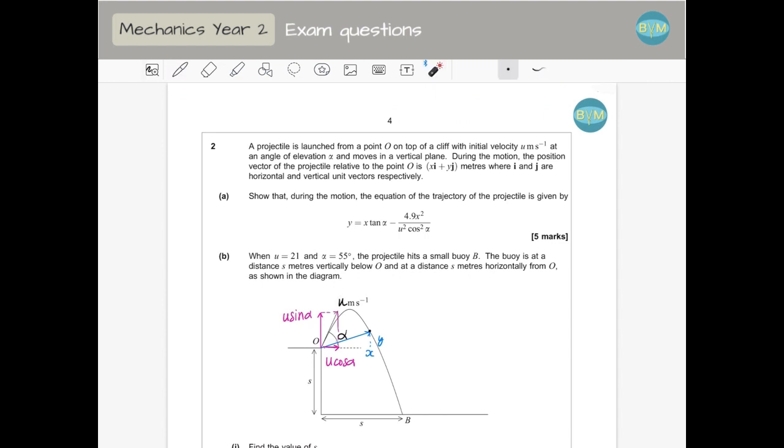Then for part B, it says when u is 21, so we are back to what we had here. So this u is 21 and this alpha was 55. I don't know where I deleted. Okay, it's here.